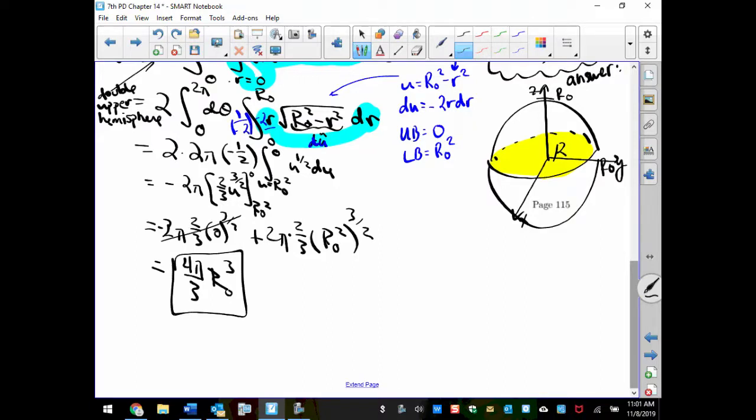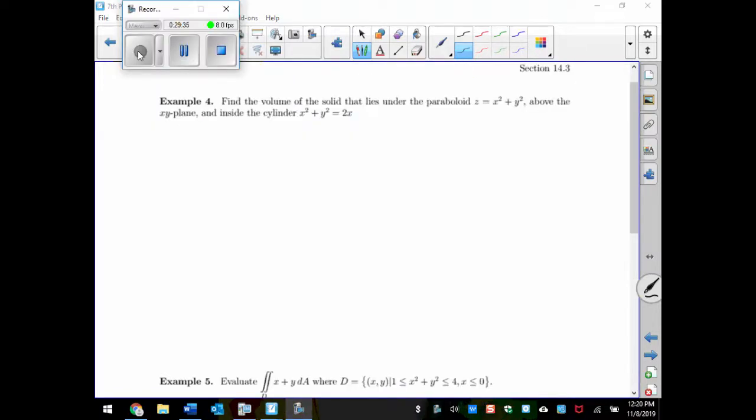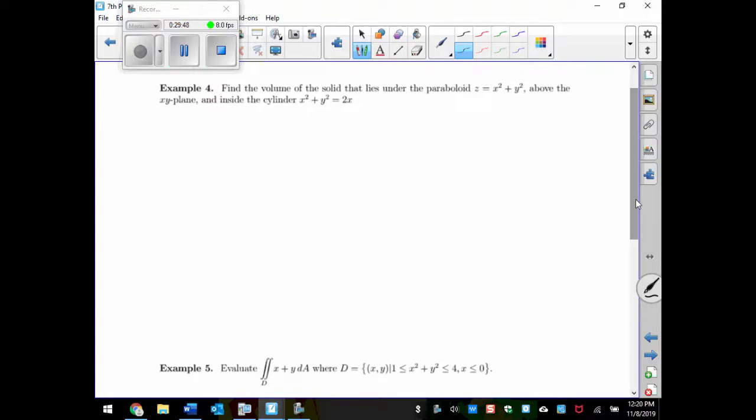I'm sure that the volume formula was derived some other way, because the volume formula for a sphere is much, much older than calculus. So I would imagine that this is not how it was derived, but it's pretty cool to see. For example, number 4, let me read it. Find the volume of the solid that lies under the paraboloid z equals x squared plus y squared, but above the xy plane and inside the cylinder x squared plus y squared equals 2x.